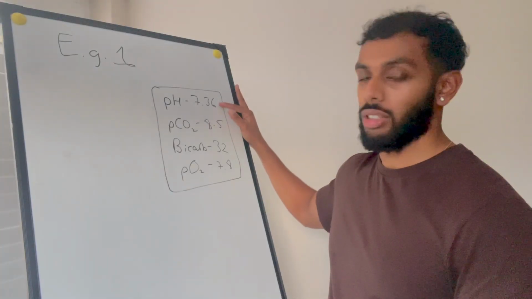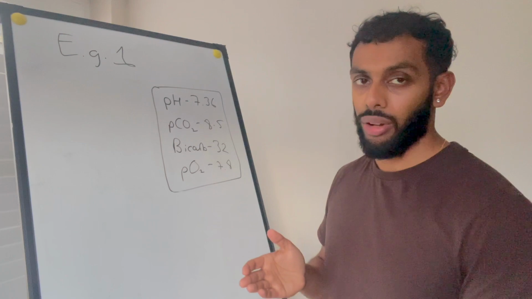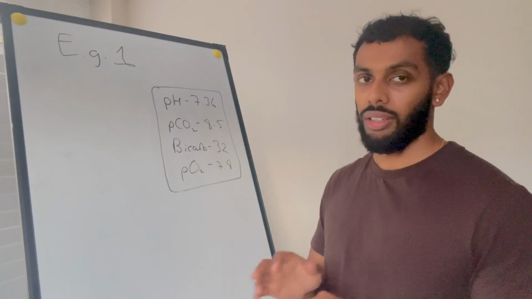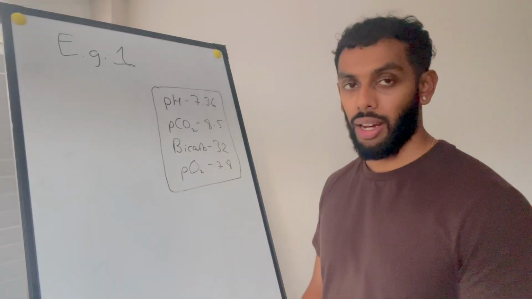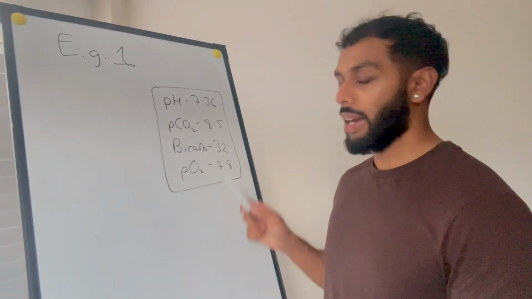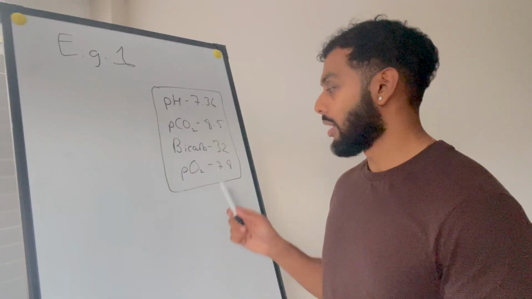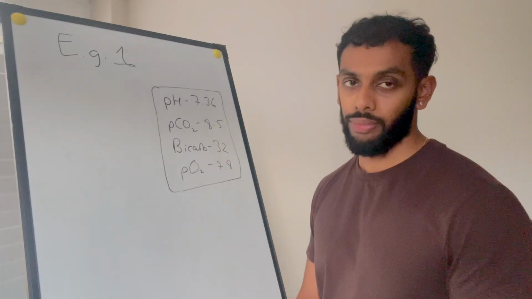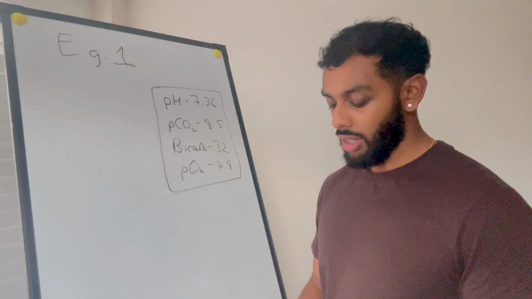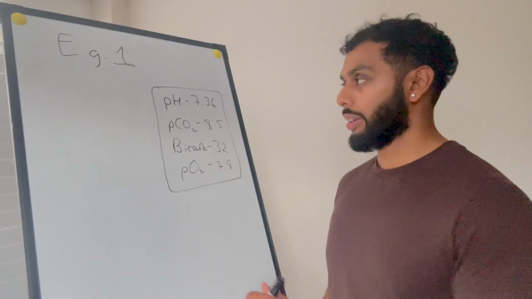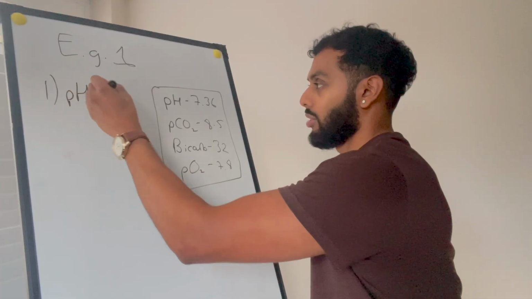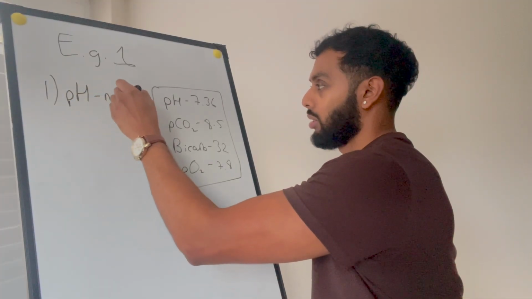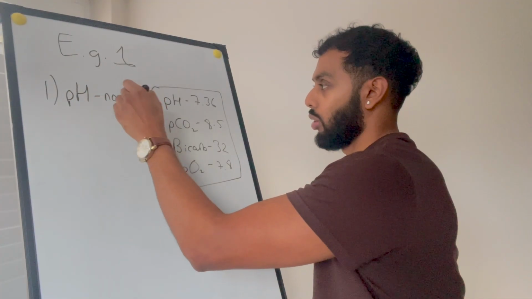The pH is normal, but it's on the lower end of normal, so the acidotic side. So that's a clue. The PCO2 is high, the bicarb is high, and the PO2 is low. Let's use the 5-step framework. First thing we're going to look at is the pH. So the pH is normal / low.